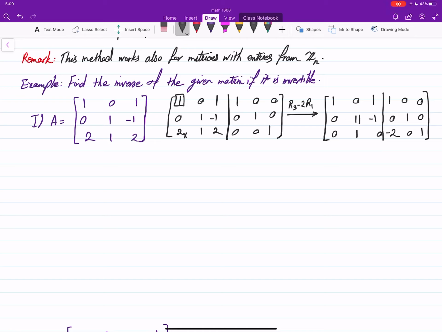Then we need to take that one as our next leading one. That's a nice one. Then we get rid of that one there. So R1 minus R3 minus R2. So this will be 0. 1 minus 1 is 0. 0 minus negative 1 is 1. And negative 2, negative 1 here, and then 1 there. Everything else is the same.